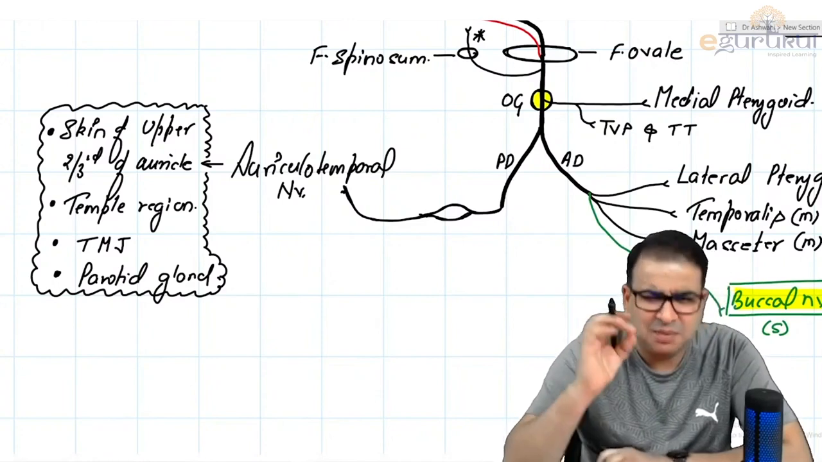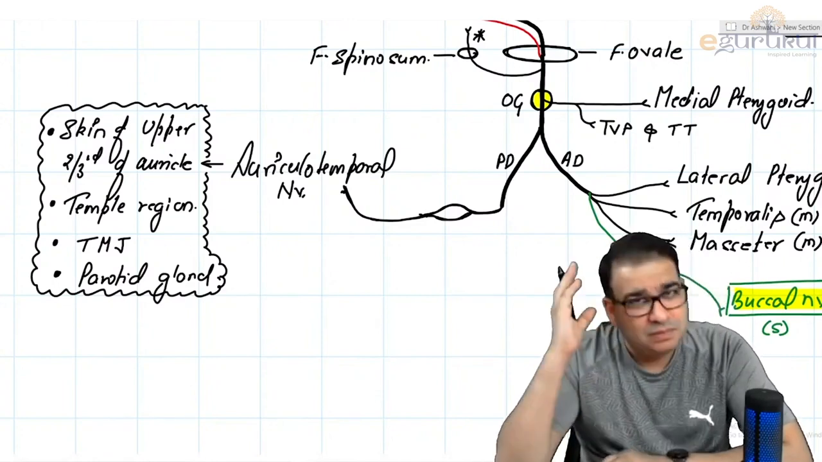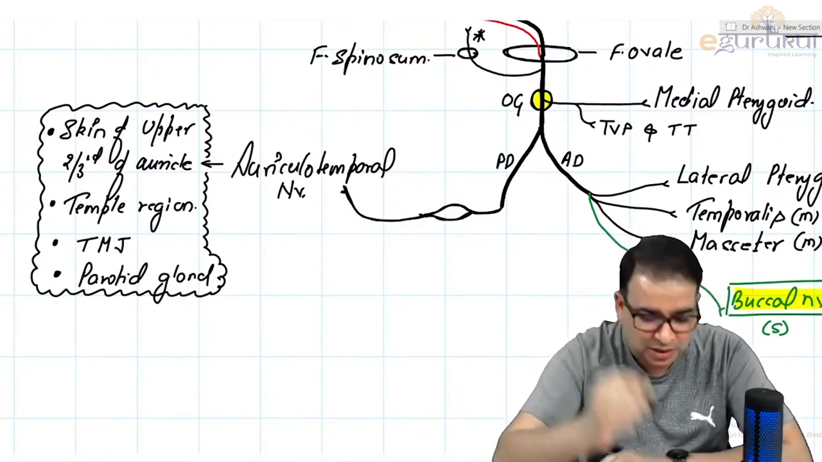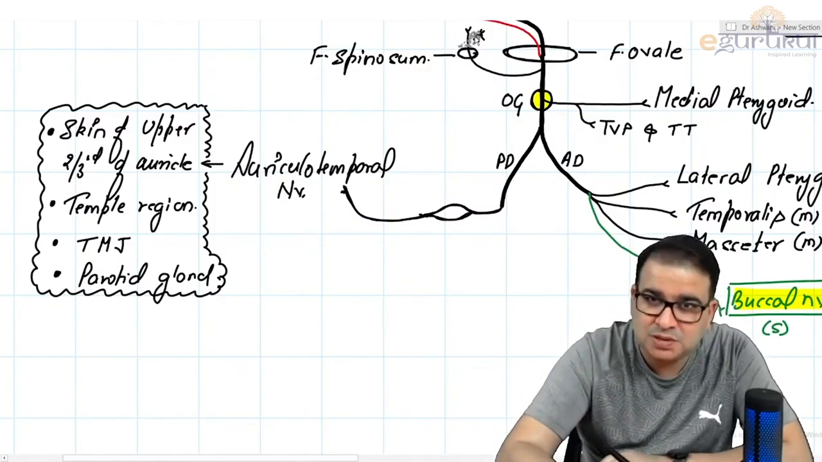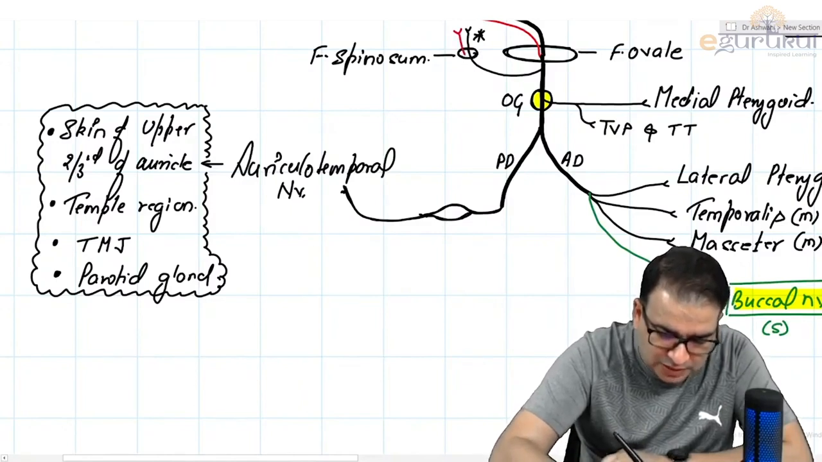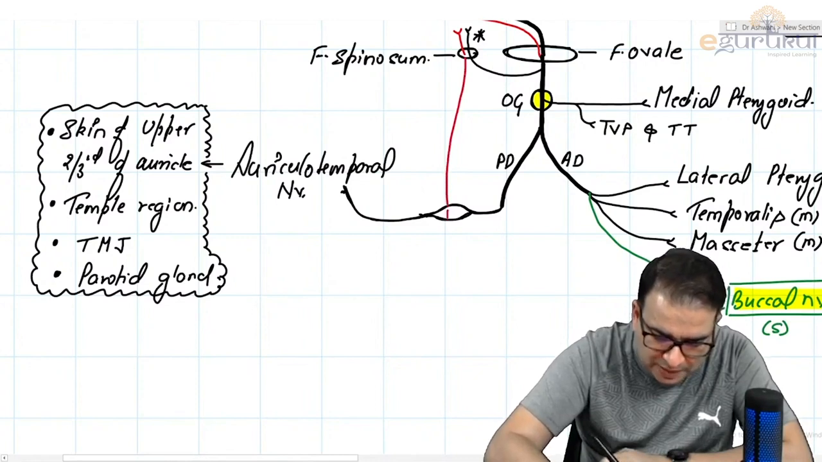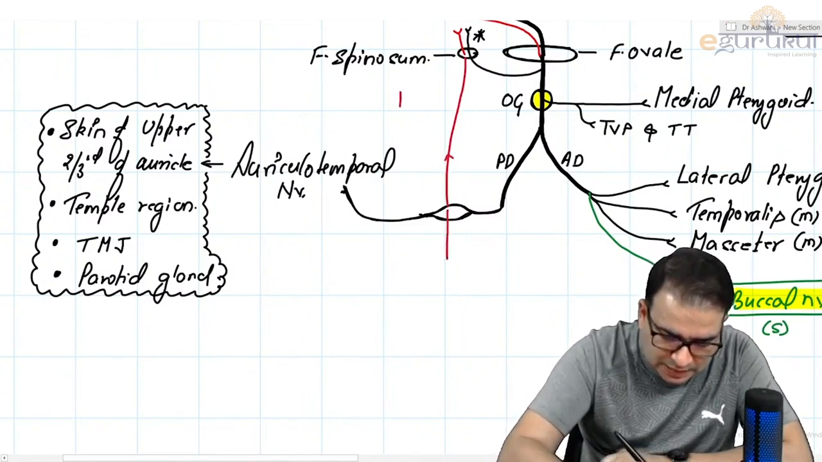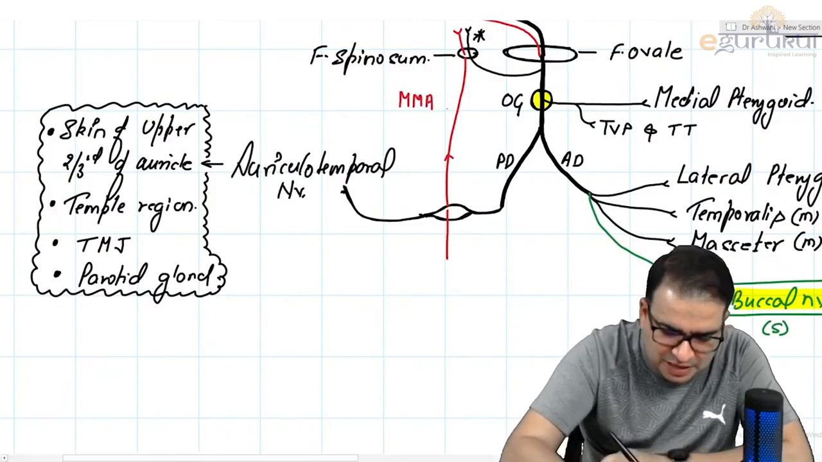Middle meningeal artery is the main artery which supplies the dura mater of the cranial fossa. What nerve was that? That was nervus spinosus. And the same foramen spinosum is also giving passage to the middle meningeal artery. Just make sure you draw it this way, that this middle meningeal artery is basically looped by... That is the MMA, middle meningeal artery, the main artery which supplies the meninges.